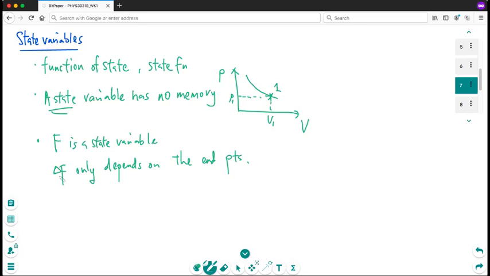So delta f means, suppose my thermodynamic system is changing from state A to state B. I don't care how I draw the path between A and B. I only care about the endpoints, and that will allow me to calculate delta f. So if you have something like this, then f is a state variable. I cannot overemphasize this. This is very, very important. Let me give you some examples of state variables.